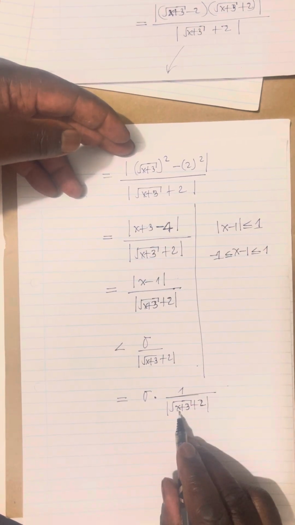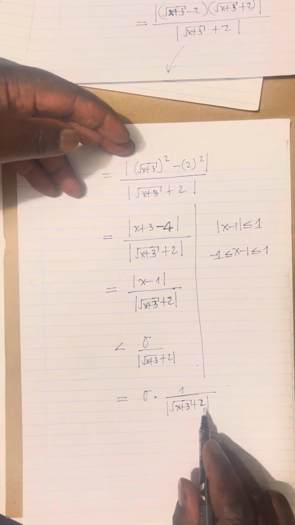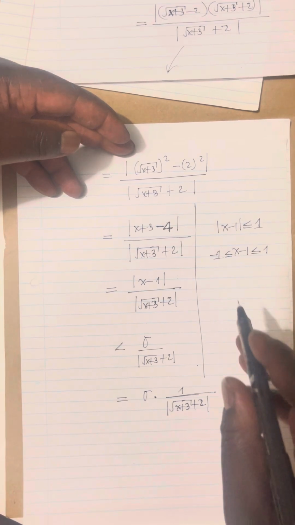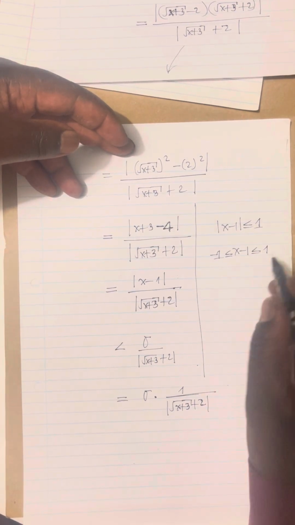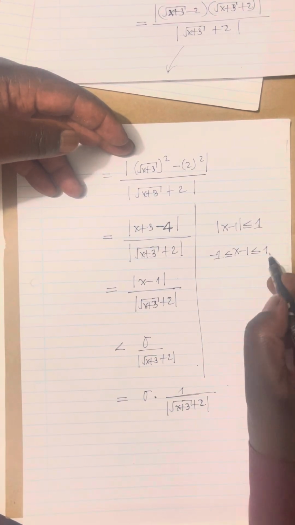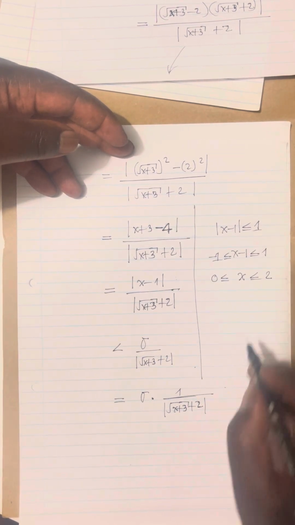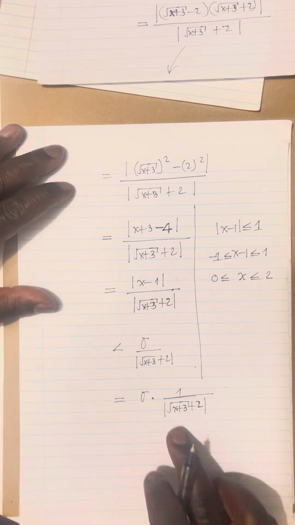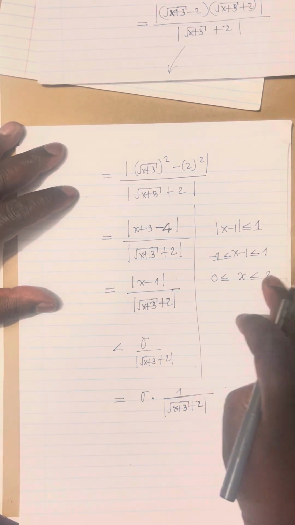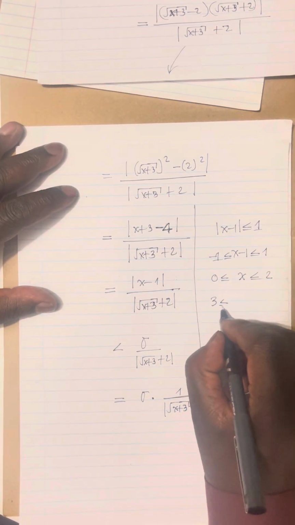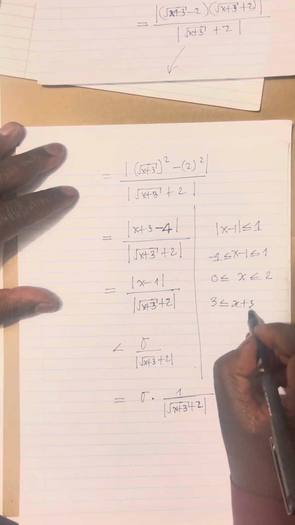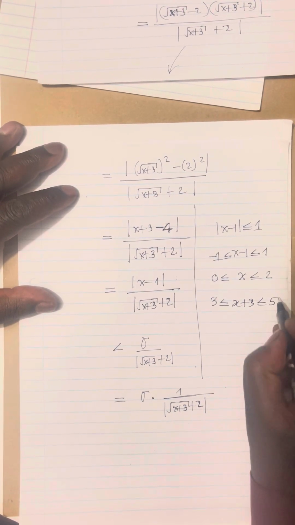And I have square root of x plus 3, plus 2. I must produce this from there. So I start by getting rid of this one here. So I add 1 here, there, and there. I'm going to get 0 here, x there, and 2 there. Now I have x plus 3, so I'm going to have to add 3 here, there, and there. This will be 3 less than or equal to x plus 3 less than or equal to 5.